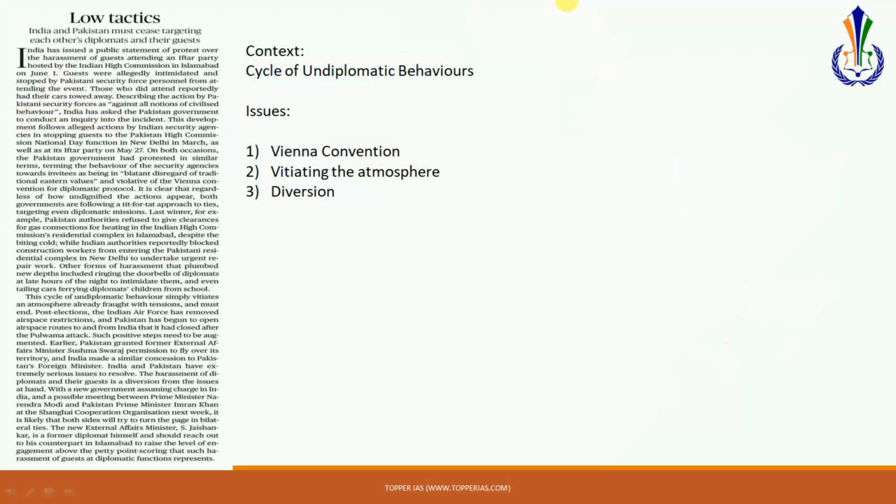Now, the context of this article is a cycle of undiplomatic behaviors taking place between India and Pakistan. Recently, in the backdrop of the holy month of Ramzan, an iftar party was held, to which a lot of people were invited. This was a party held by the Indian High Commission in Pakistan. A number of Pakistanis were invited, but those who were invited were stopped from going to this particular party.